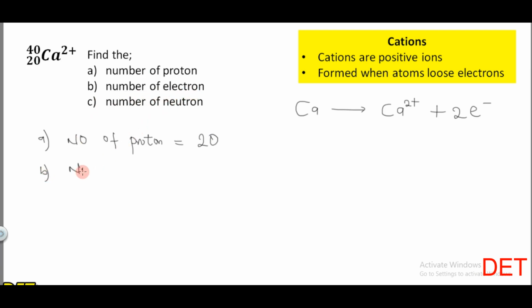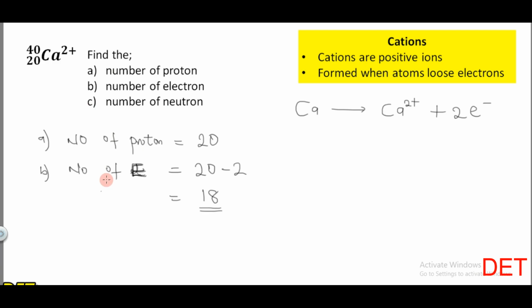So the number of electrons, I'll represent that as E. The number of electrons will be equal to the number of protons, which is 20, minus what? The charge, which is what? 2, minus 2. Why? Because it is losing 2 electrons in order to become a calcium what? Ion. So 20 minus 2 will give us what? 18. So calcium ion contains 18 electrons, right?